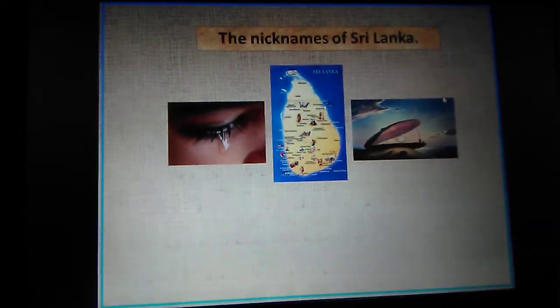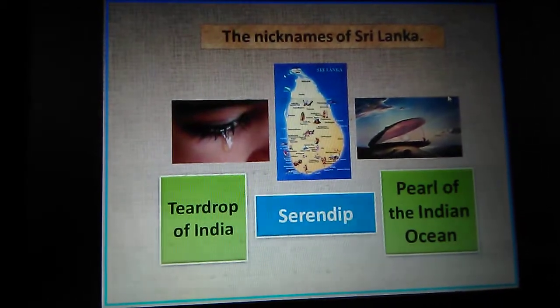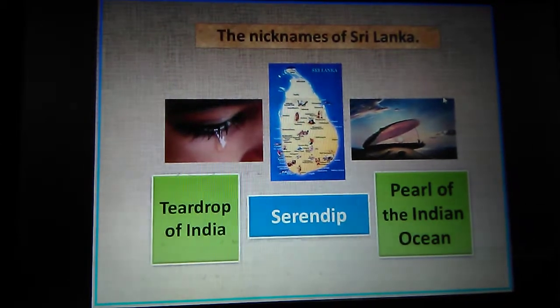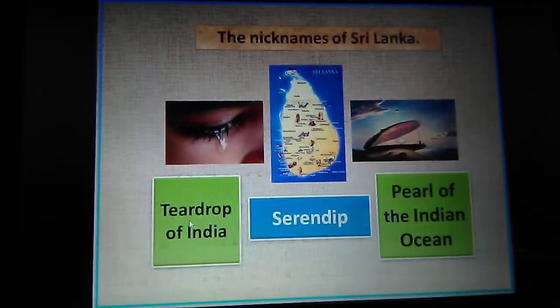What is the nickname of Sri Lanka? We already told you. Teardrop of India, set in the pearl of the Indian Ocean. It is the teardrop of India.